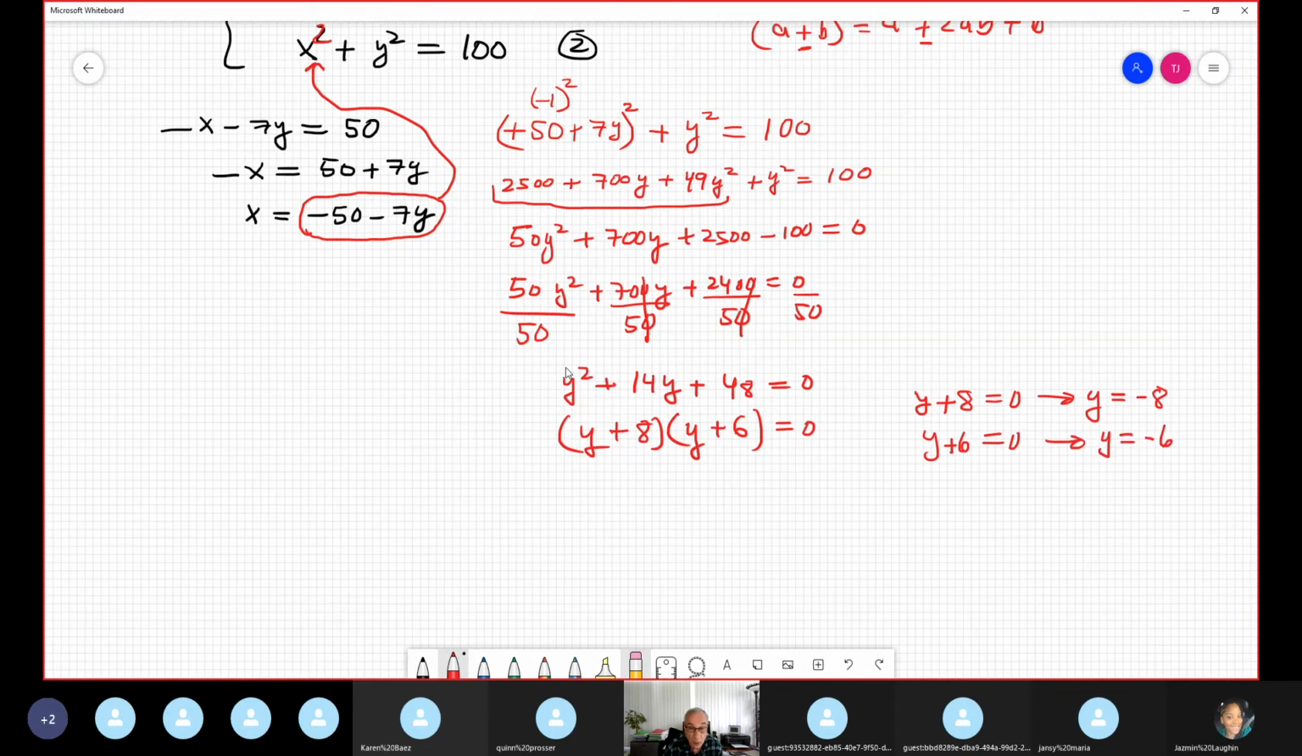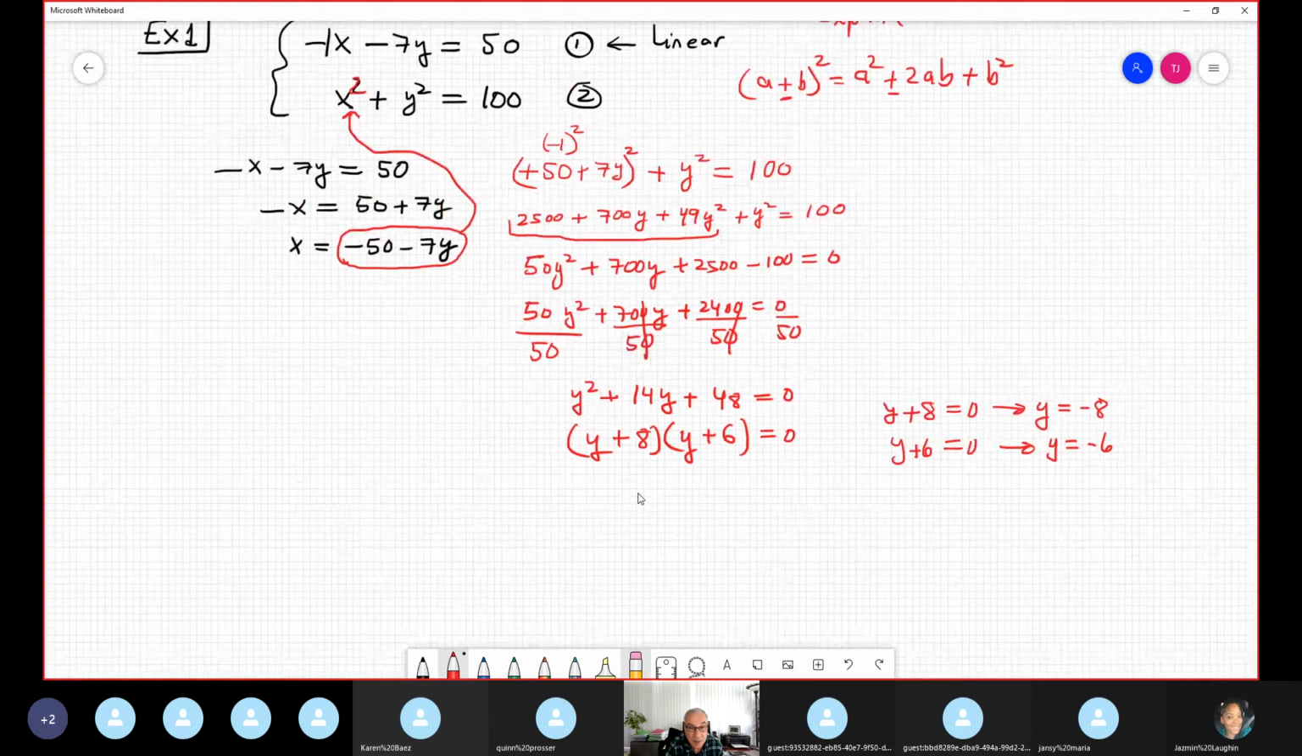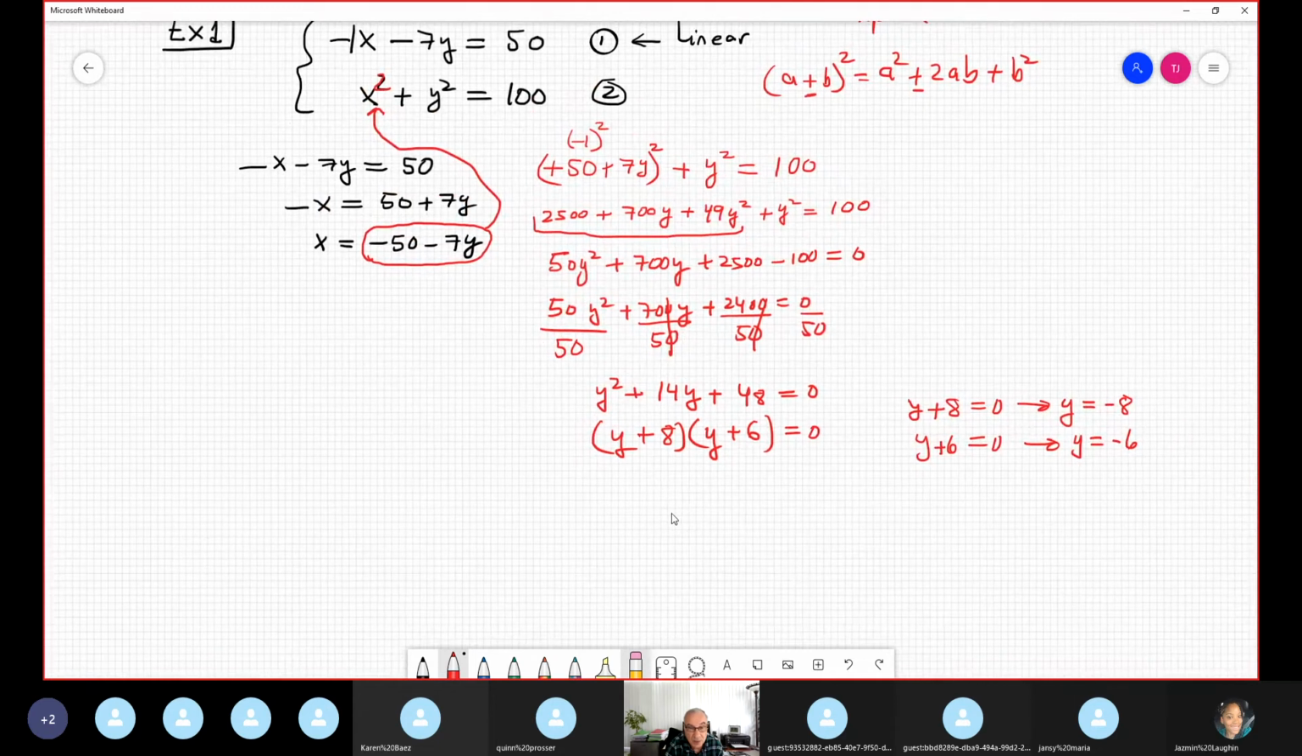I'm not finished. I need to find the x value. Remember, I am trying to find the solution. A solution is the common point in the two-dimensional plane. Any point in two-dimensional space is defined by the ordered pair x comma y. So I need to find the x associated with each y. The x is equal, I come back to this expression, to negative 50 minus 7 multiplied by negative 8. I'm using my first value of y.